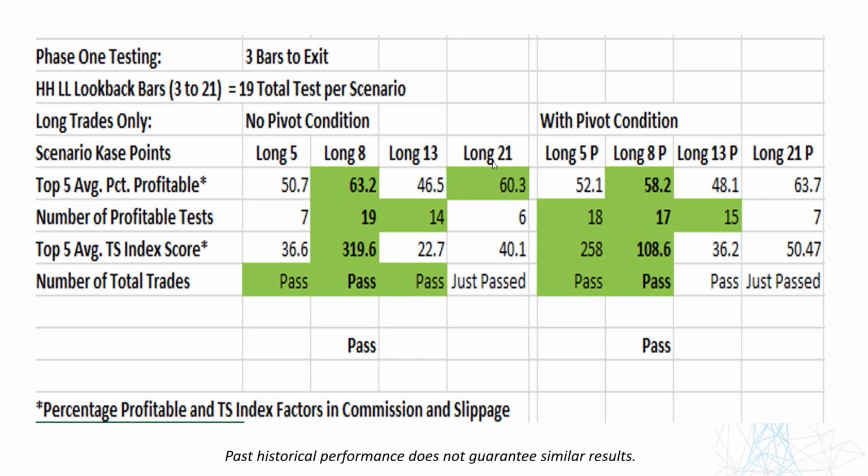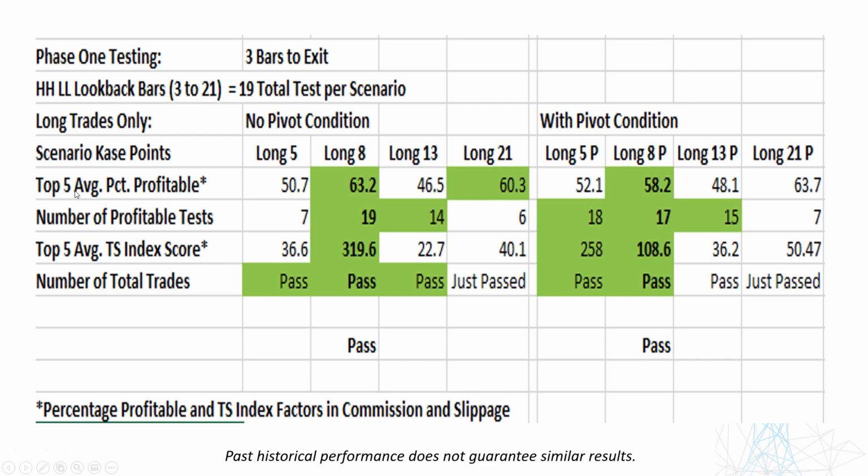Now that could change. The market is certainly going to consolidate for some period of time where the short trades will be more appropriate, or the market could start trending down for some period of time where the short trades will do better. But right now, we're only looking at the long trades in this particular presentation. The 8 scenarios are long 5, long 8, long 13, and long 21. And I'm optimizing from 3 to 21, the highest high and lowest low look back.